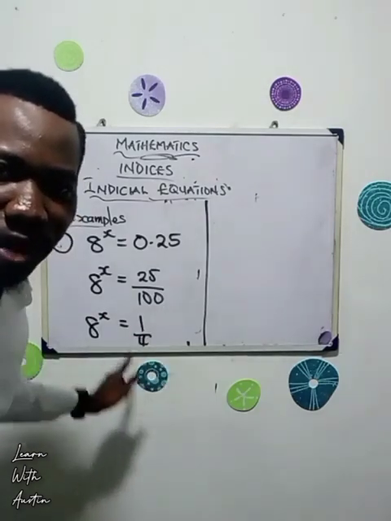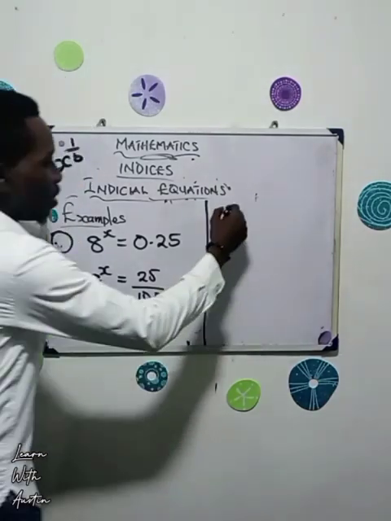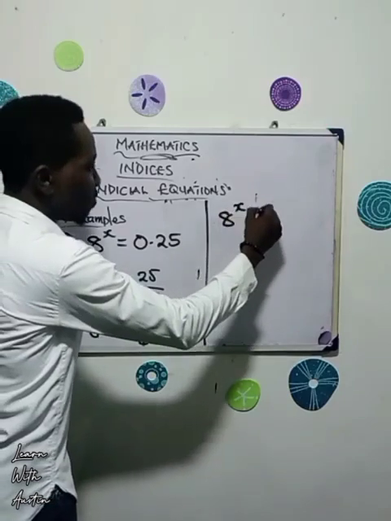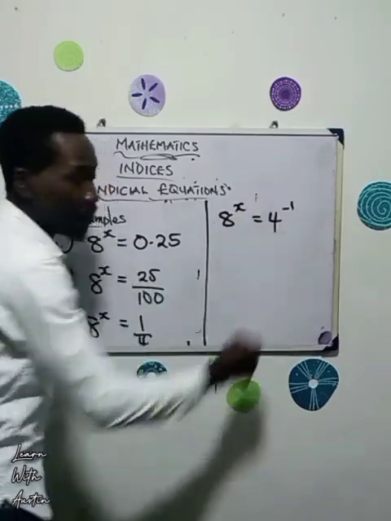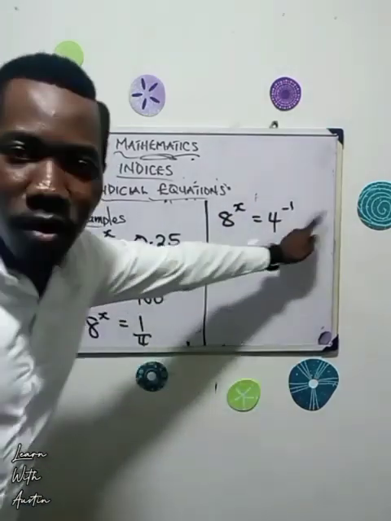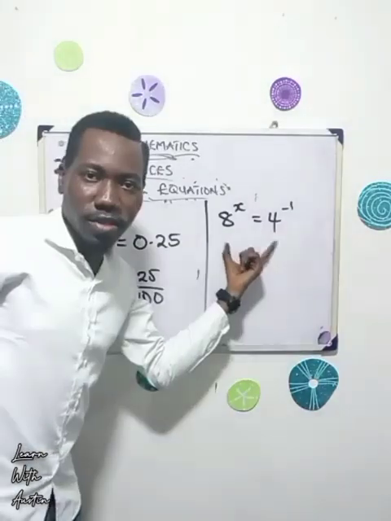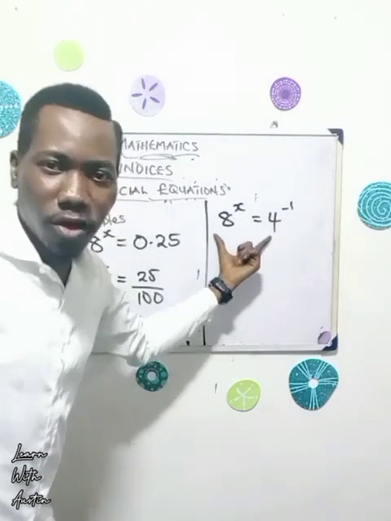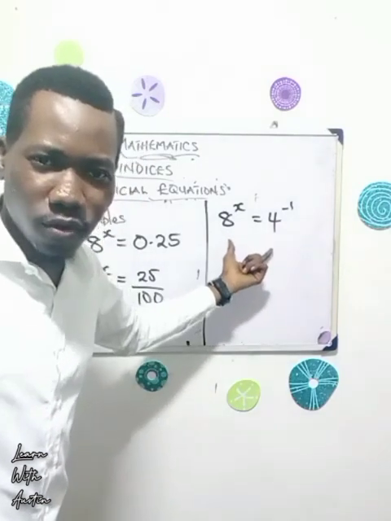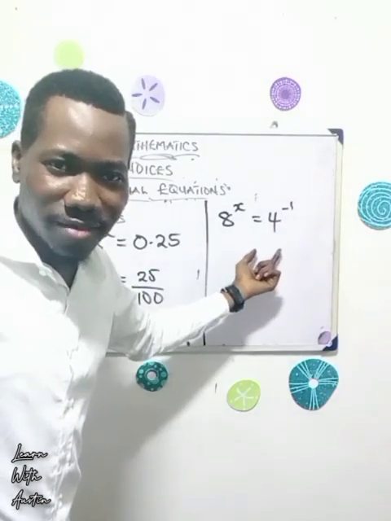4 to the power of minus 1. So that's what it's going to be. 8 raised to the power of x equals 4 to the power of minus 1. Now, we want to change this so that we're going to have a common base. What can we use? Base what?